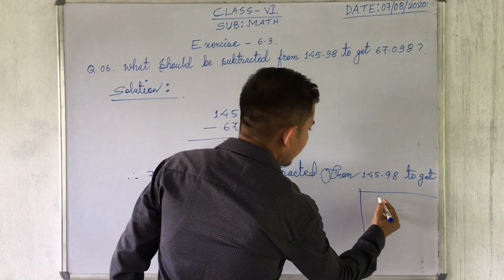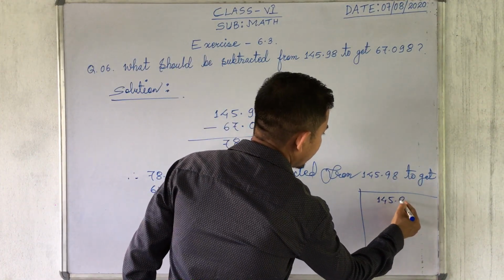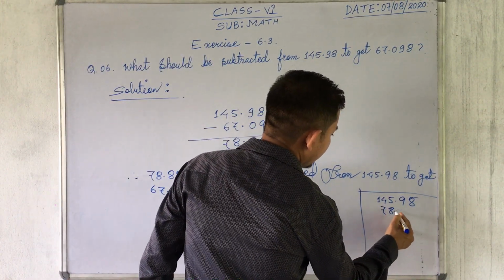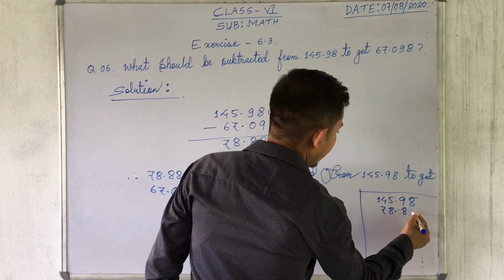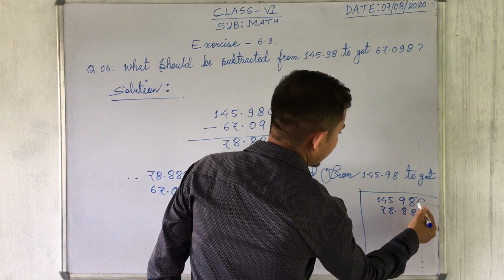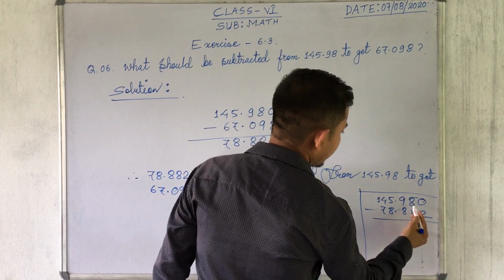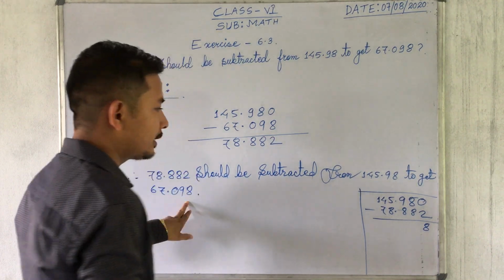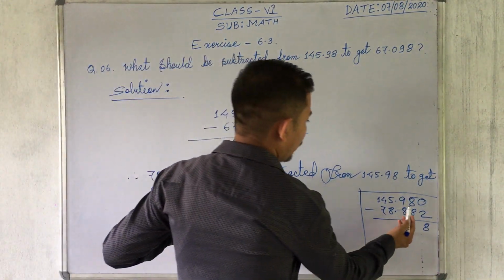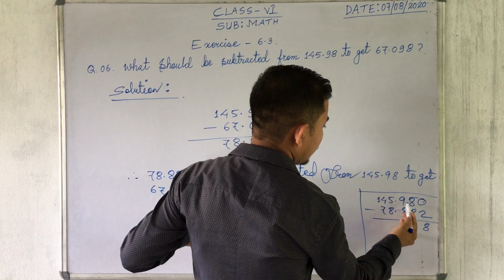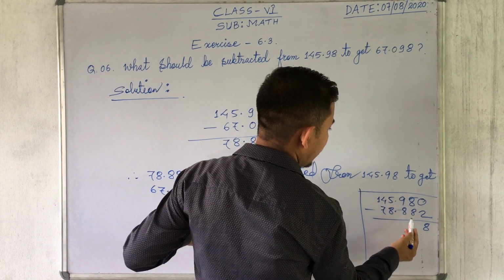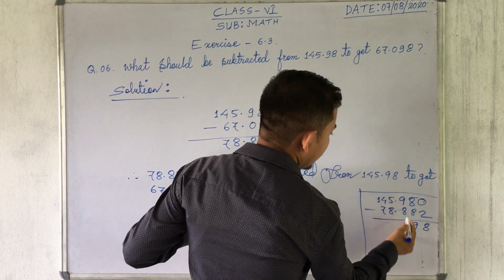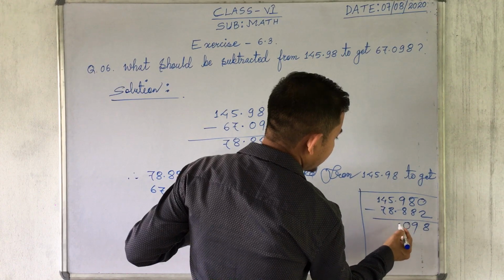Okay, look here, 145.98, 78.88. There is no number, so we can put 0. I am going to subtract, okay? So we borrow 1 from it, there will be 10. We get 8. There is 8. Right? So after borrowing 1, what is left is 7. Now we need to borrow 1 from 9, there will be 17. If we subtract 8 from 17, there will be 9. What is left here? 8. So if we subtract 8 from 8, there will be 0.